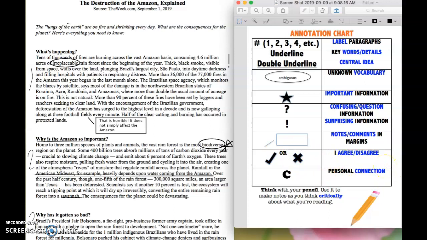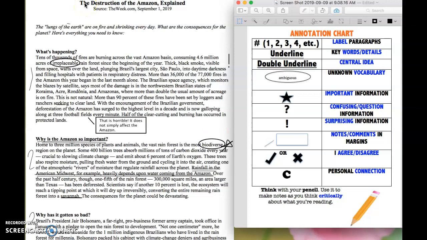This is super important because good readers always draw connections between themselves and a text, or the real world and a text, anything that's going on for them or for the world. Putting a C in the margin to say that you've drawn a connection helps the reader better understand what the text is all about because you have that connection.